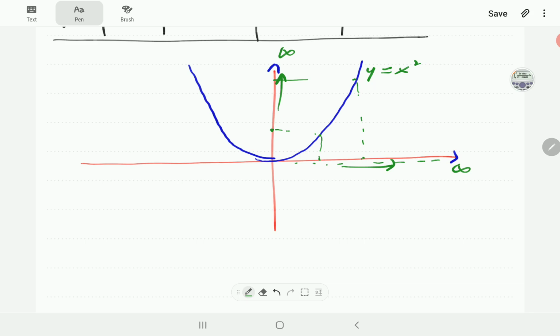But it's the same situation as x goes to negative infinity. So as x goes to the left, as x goes this way, y is still going to positive infinity.